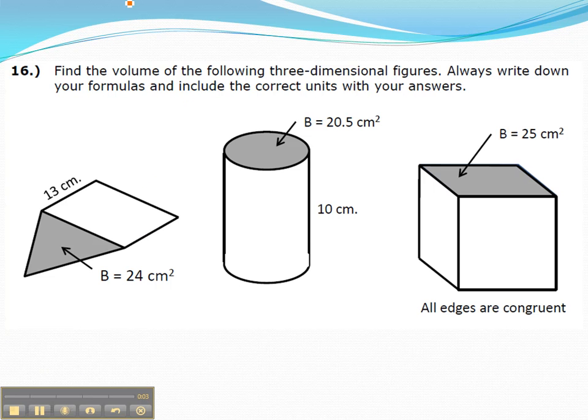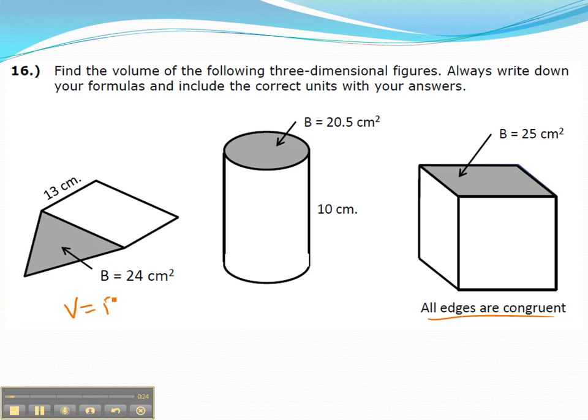In number 16, it says find the volume of the following three-dimensional figures. Looks like we have a triangular prism, a cylinder, and a rectangular prism, or actually a cube, since this one says all edges are congruent. It says always write down your formulas and include the correct units with your answers.